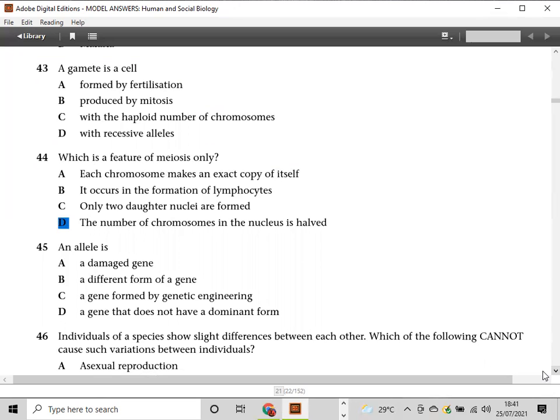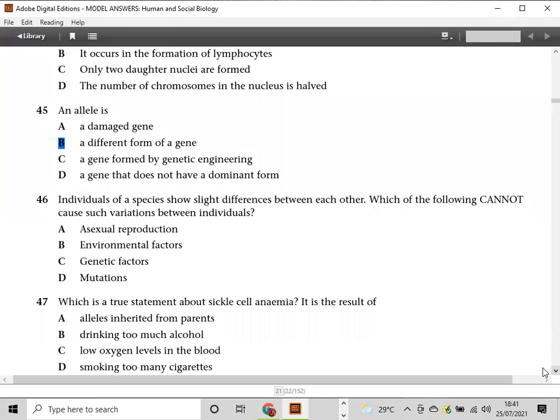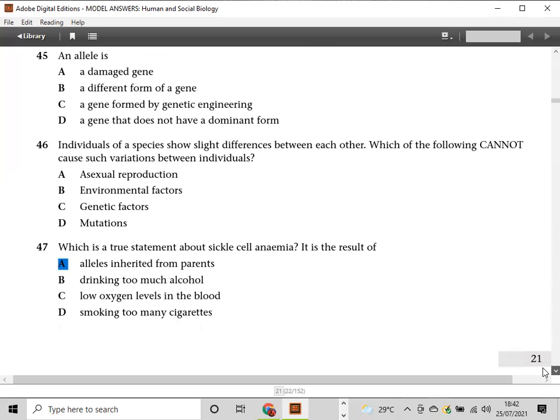An allele is a different form of gene. So an allele is a different form of gene. 46 is asexual reproduction, and 47 is also an allele inherited from parents, and that's 60%.